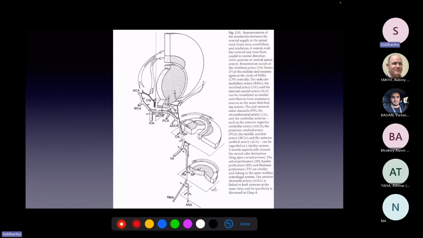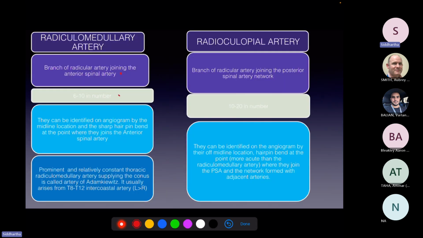So we come back to the radicular medullary artery and the radicular pial artery. You have the radicular medullary artery, which is a branch of the radicular artery that joins the anterior spinal artery, and there are 6 to 10 in number, and they can be identified on angiogram. They are midline in location and have a sharp hairpin bend, while the radicular pial arteries are seen more commonly, around 20 to 30 of them, and they have a much sharper curve, and they don't come to the midline. They're just slightly off midline.